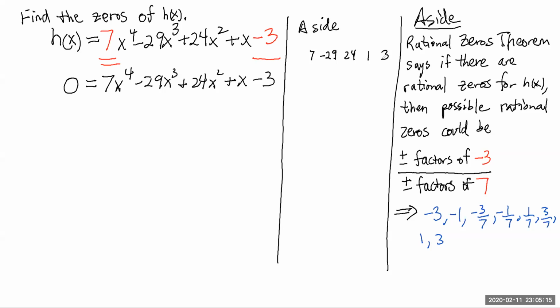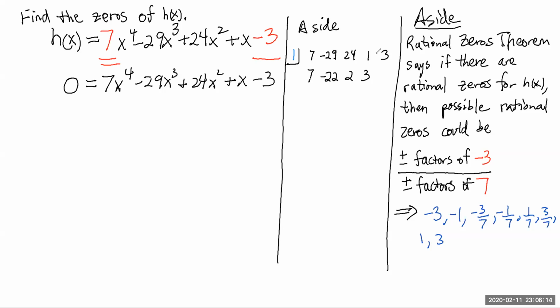So let's pick a possible zero. Let's try 1. There are so many choices, but let's go ahead and try 1. So I'm going to put a 1 right here. And remember synthetic division, we bring down the first coefficient, then we're going to multiply and add. We're going to do 7 times 1 and then add it to -29, which gets you -22. We do the same thing, -22 times 1, add it to 24, we get 2. And then 2 times 1, which is 2, add it to 1, we get 3. Oh, I just realized I made a mistake.